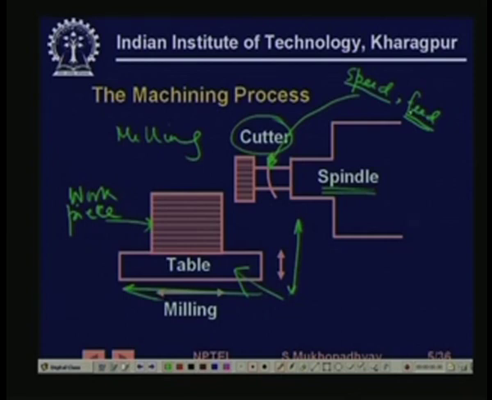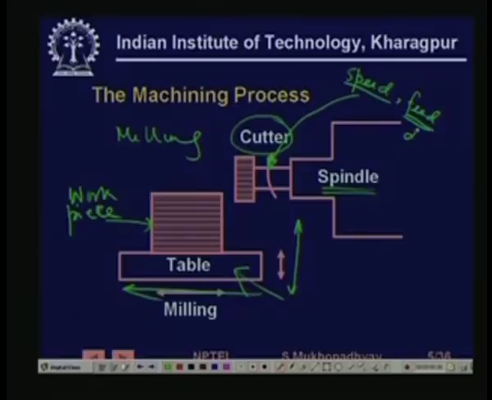So, feed means the stroke, which can be the linear motion of the tool in the case of turning, so per rotation, by how much does the tool move, or by how much does the job move in the case of milling, or depth of cut. So, in one complete cycle of motion, how much depth of material is removed.